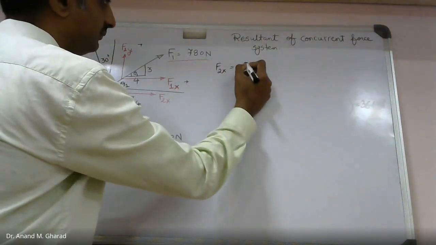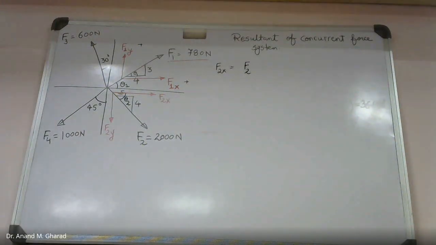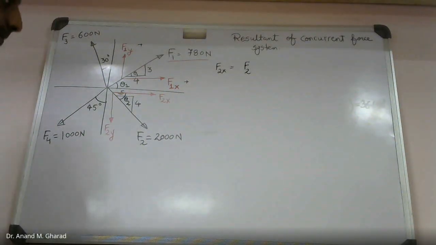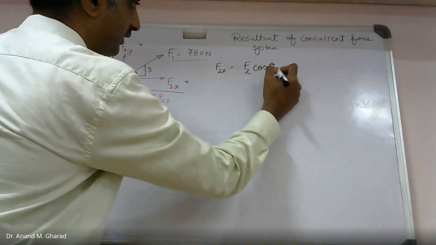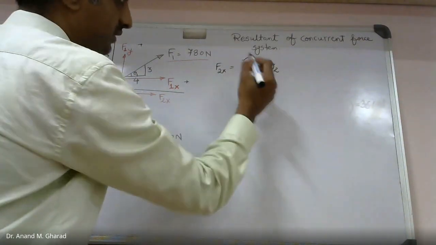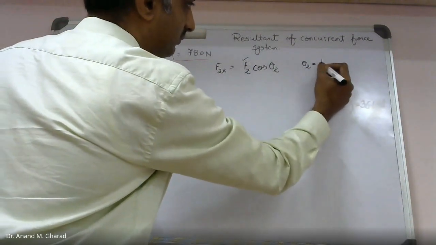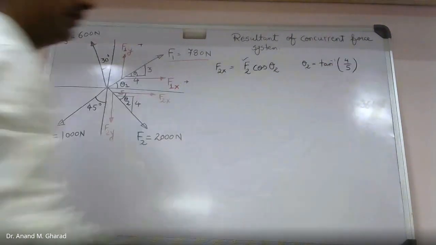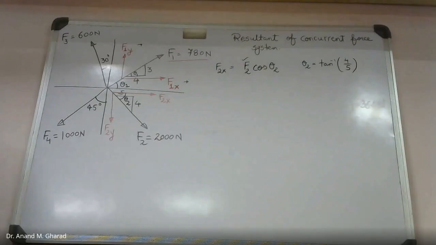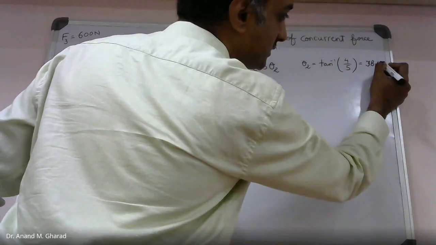F2x shall be F2 times the cos component. Cos of theta 2. I know what F2 is; I need to find theta 2. Theta 2 can be easily found by using tan inverse of 4 by 5. Am I right? Yes, sir. How much was it? 38.66 degrees, 38.67 let's say.